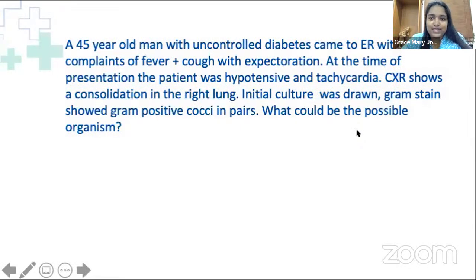So going back to the question, if you would remember, this is the same question that I had in the last presentation. So I will go through this again. A 45-year-old man with uncontrolled diabetes is coming to the ER with symptoms of fever and cough with expectoration. The patient is hypertensive, he's having tachycardia, and X-ray shows consolidation in the right lung. The initial culture was drawn, and the sputum culture gram stain shows gram-positive cocci in pairs. What could possibly be the organism?